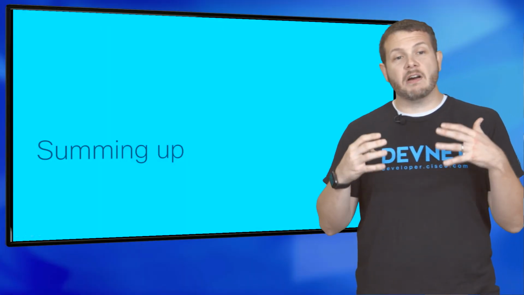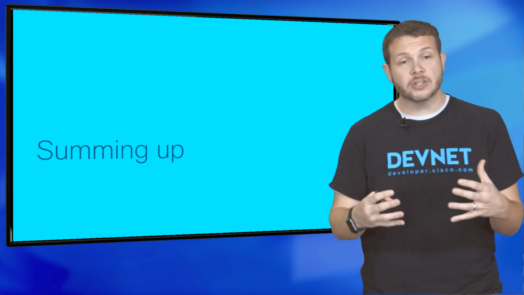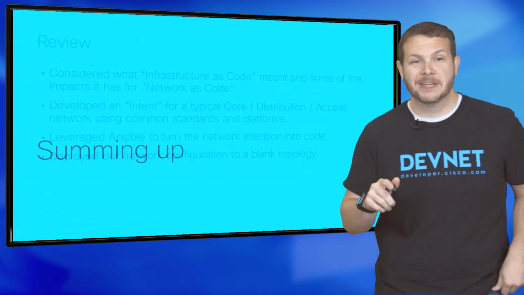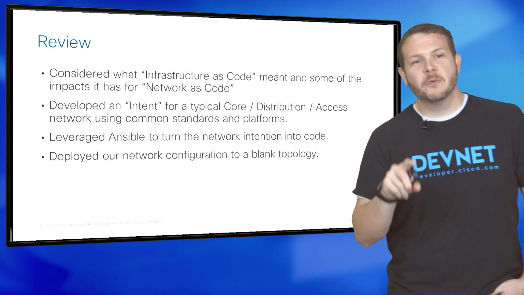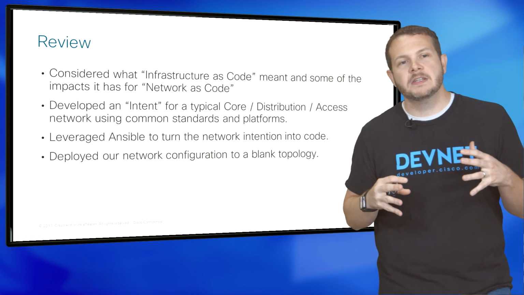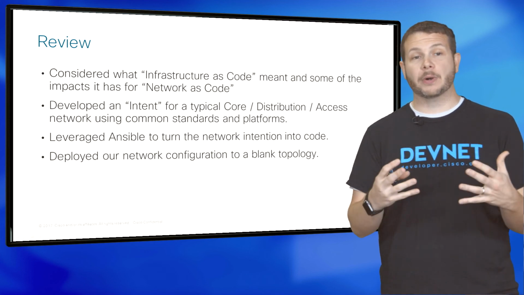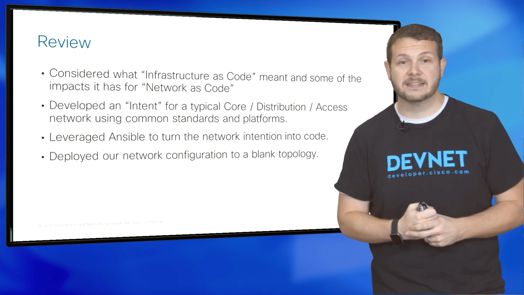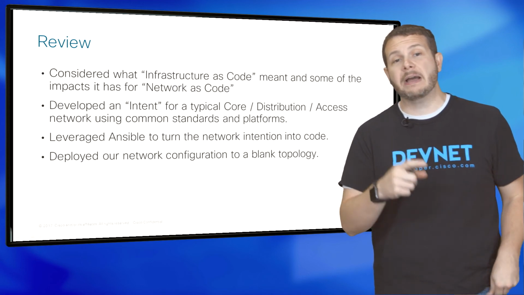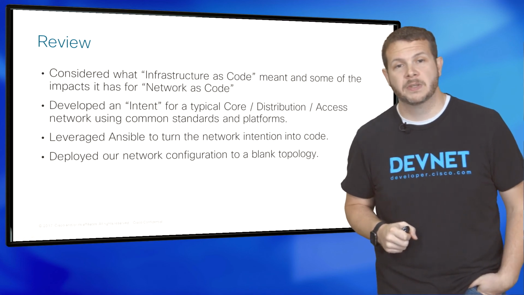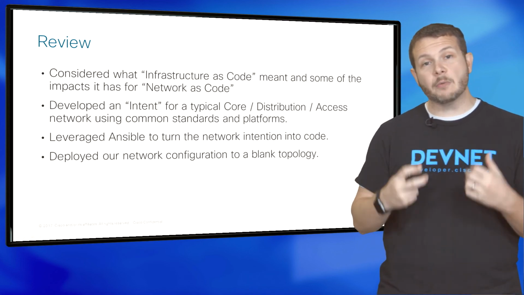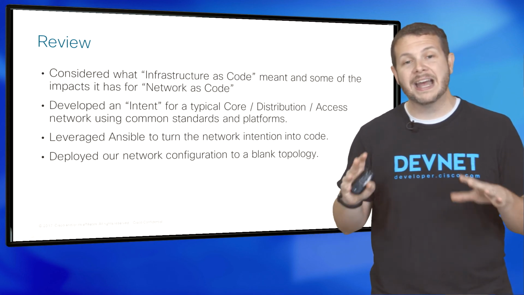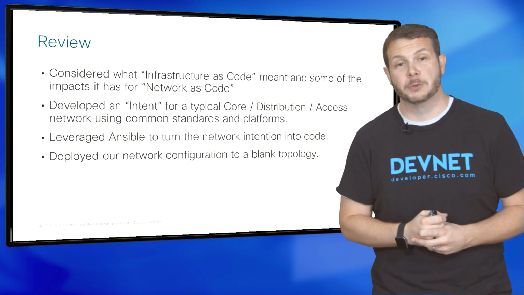Excellent. So now we've seen and talked about how network as code could function, and seen it in action using the live demos. It was pretty exciting. So what did we run through inside of this lesson? We considered what infrastructure as code means and how that impacts us as we go into network as code. We developed an intent for our typical core, distribution, access network using common standards and platforms that you probably have in your own environment. We then leveraged Ansible to turn that network intent into code, deployed that configuration to a blank network, and saw how easy it was to manage.